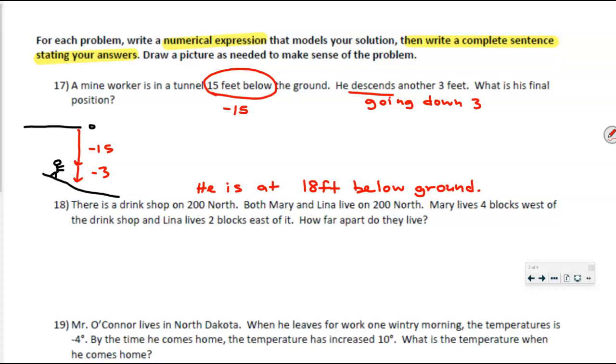So we have written a complete sentence, but what is that mathematical expression, the number expression? We start at negative 15, and we are going down 3. Negative 15 minus 3 is equal to negative 18. Another option, I believe, Summer, you said negative 15 plus a negative 3? Yeah, those both work. Either one of them would have worked. Going down, we're subtracting 3 more feet, or we're adding another 3 negative feet. Either one is great.